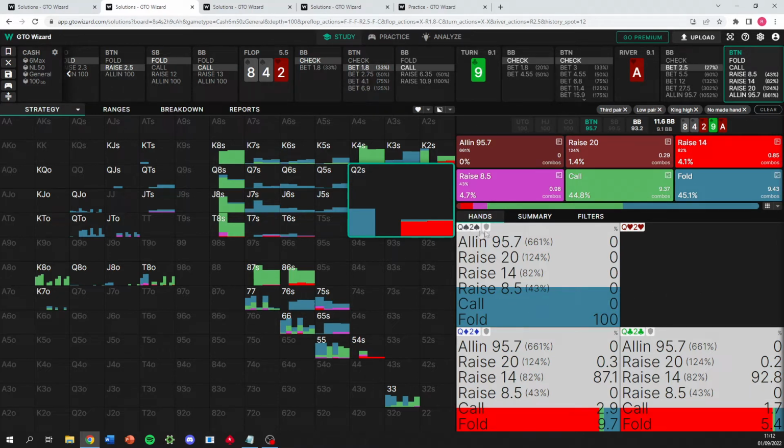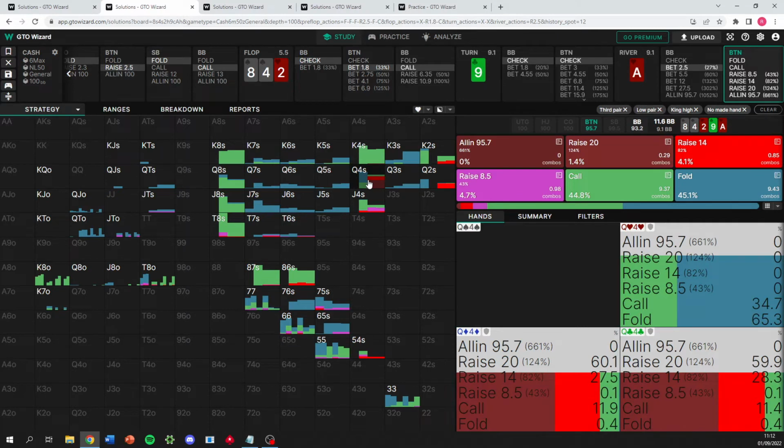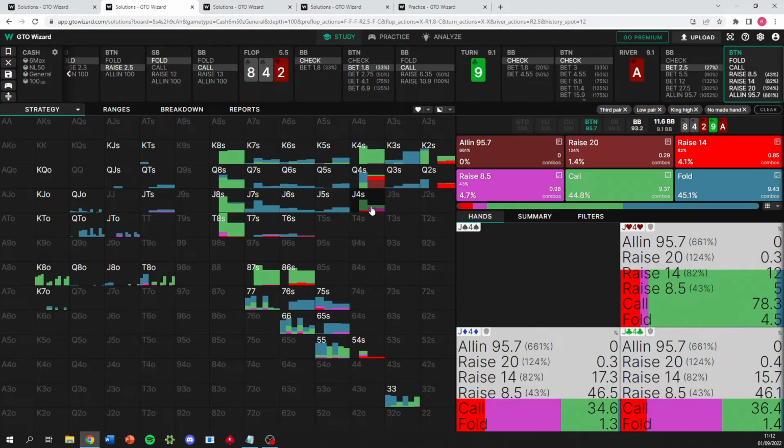Not having the queen of spades, obviously, because we don't want to block the flush draws. But having the queen of diamonds or clubs is a pretty good hand. So we can see that this hand, and the same goes for the king deuce, is used pretty often as a bluff raise, similar with something like the Queen 4 or the Jack 4, hands that are now purely bluff catching, but they have pretty good blockers, so we can use them as a bluff raise.